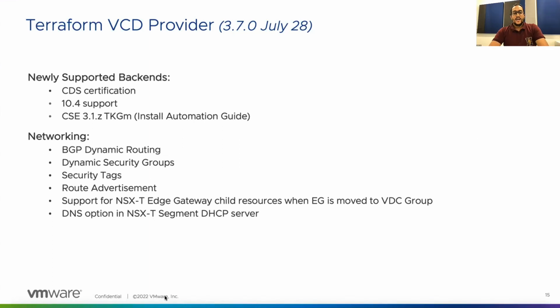Yeah, exactly. And with Terraform 3.7 and VCD 10.4, we also have a couple of networking updates, as we see that we will support automation or the configuration of BGP dynamic routing, security tags, etc., whatever we see on the screen, right? So these are the updates from a Terraform perspective, from an extensibility perspective with VCD.